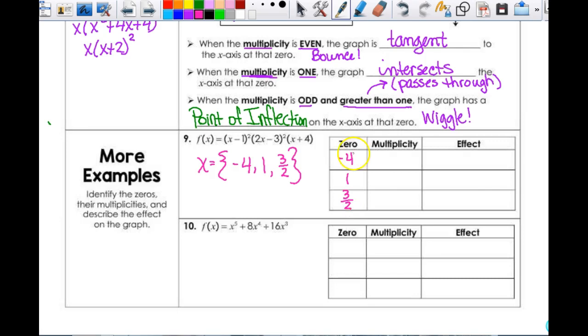So the multiplicity, the negative 4, this one right here, the multiplicity is 1. The 1 has a multiplicity of 2. And the 3 halves has a multiplicity of 2. So the effect that it has, when the multiplicity is 1, it just passes through. If it's 2, yes, it's a bounce, but it is tangent to the x-axis. And both of those are 2, so they are both tangent.